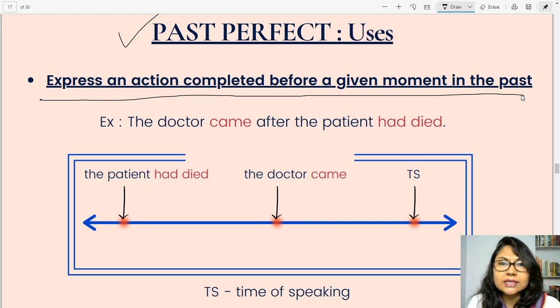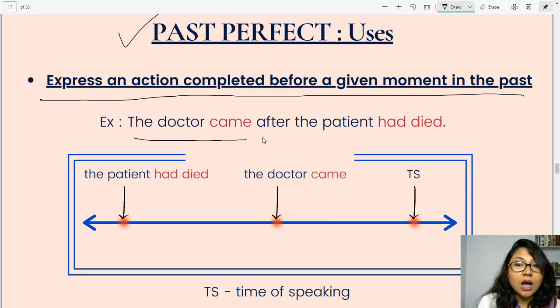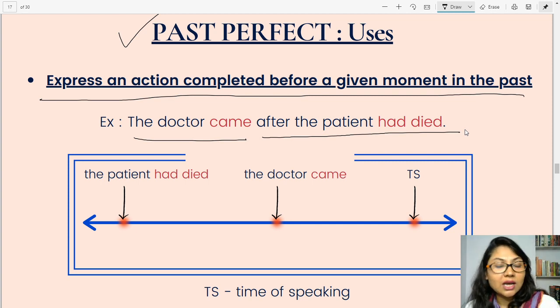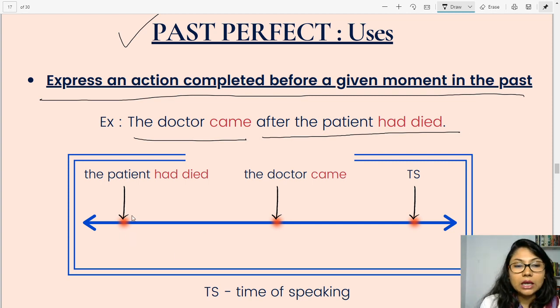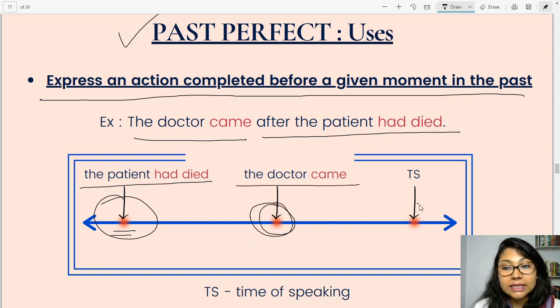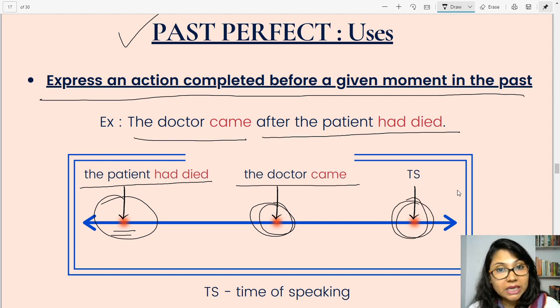For a better understanding, let's look at the example. The doctor came after the patient had died. Let's look at it on the timeline. See, here, this point suggests the patient had died. This point here, the doctor came. And this is my time of speaking.